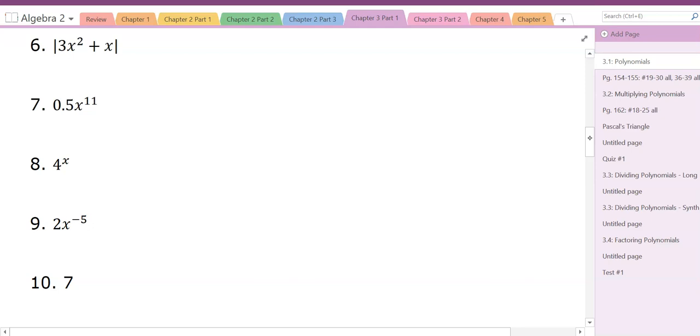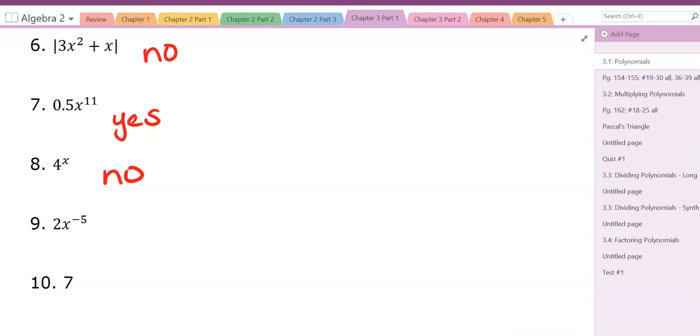So number 6 should have been a no. Do you guys know why? Absolute value bars. 7 is a yes. No issues with number 7. 8 is a no. Why is 8 a no? The exponent is a variable. Okay. Number 9.